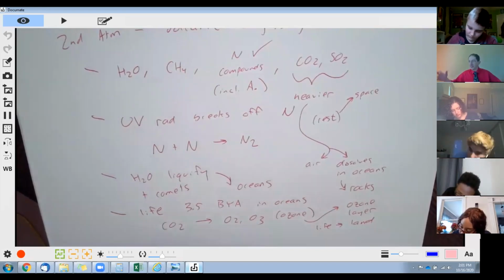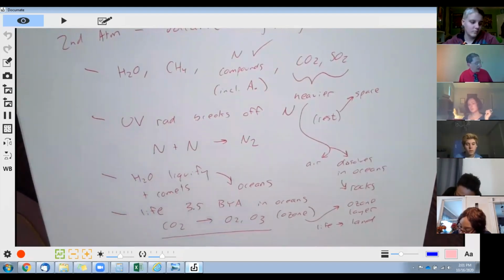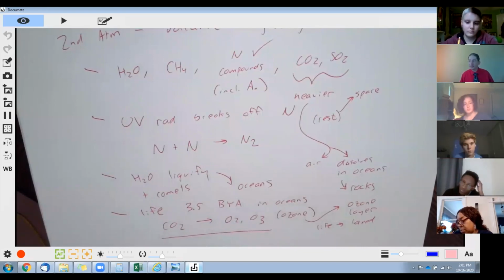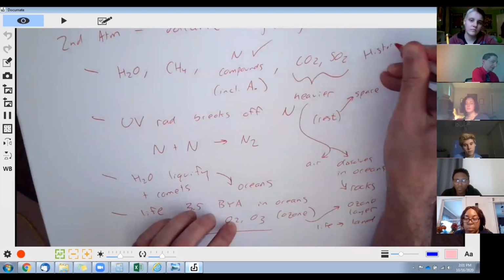And so life moves out onto land and continues this process of converting carbon dioxide into oxygen and ozone. And now there's a balance, how much oxygen we have versus carbon dioxide. It's a balance between how quickly we convert stuff versus the plants. This is kind of the history of our atmosphere.